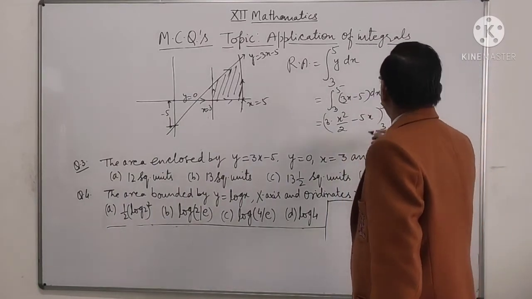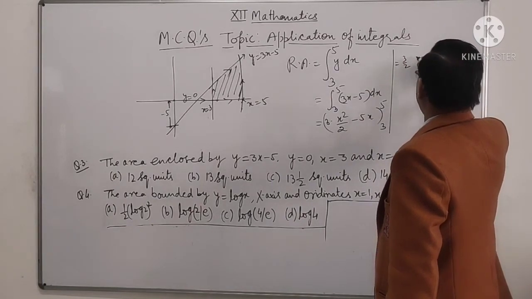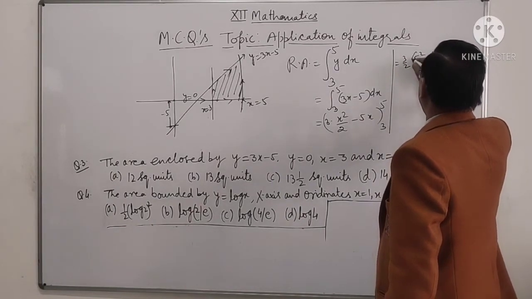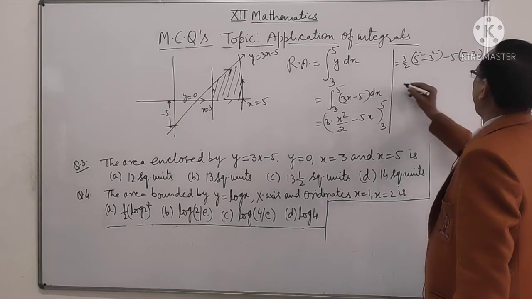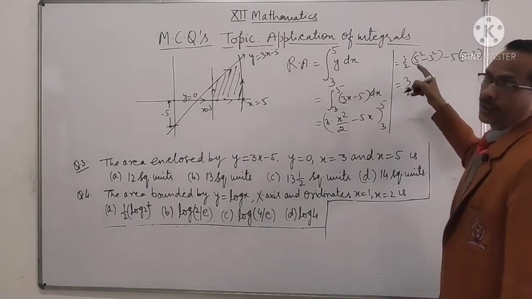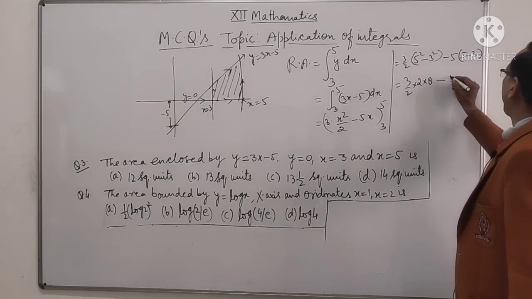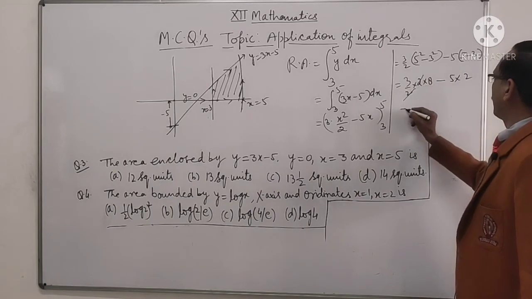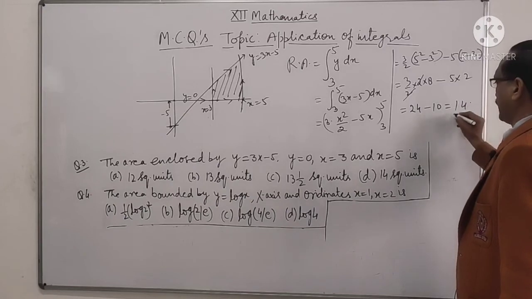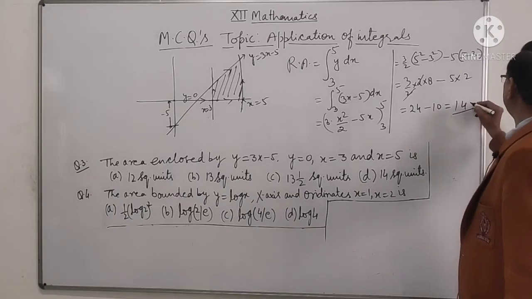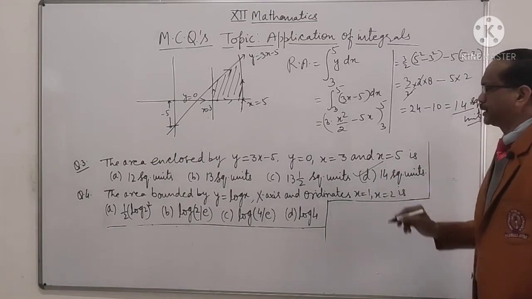Now it is 3 by 2, then upper limit 5 square minus 3 square, minus 5, then 5 minus 3. It is 3 by 2, there, a square minus b square, so it is 2 into 8 minus 5 into 2. Cancel. 3 8s are 24 minus 10, so it is 14 square units. So here D option is correct.